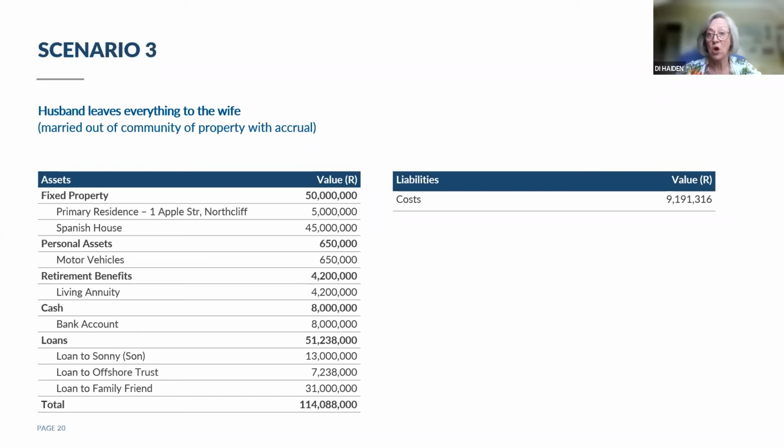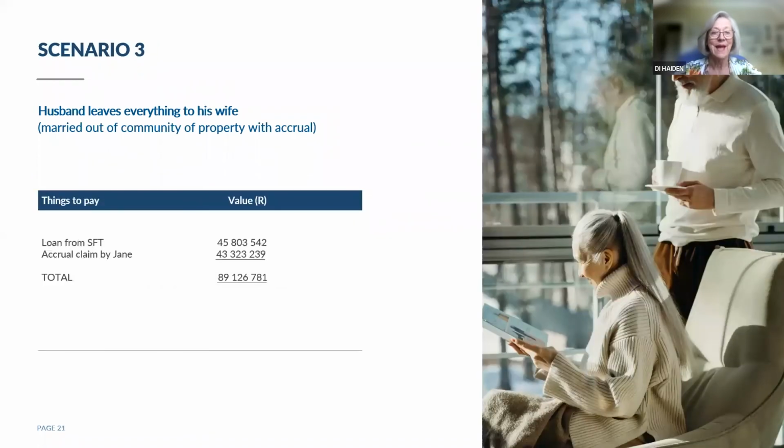Okay, so there we've got it. We've got 9 million rand of costs already that we've got to take into account. Then we've got to look at what it is that we have to pay. And now it's mounting up because we have a loan to Joe from a trust of 45 million rand that has to be paid back, and the accrual claim, because the estate is so much bigger, Jane now has an accrual claim of 43 million. So before we've done anything, of our 114 million, we've had to get rid of 90 million to pay these unforeseen things that you weren't expecting. So just bear that in mind. We've had 9 million of costs, and now we've got 89 million of loans and accrual claims that have to be paid back. So, going on to scenario three.